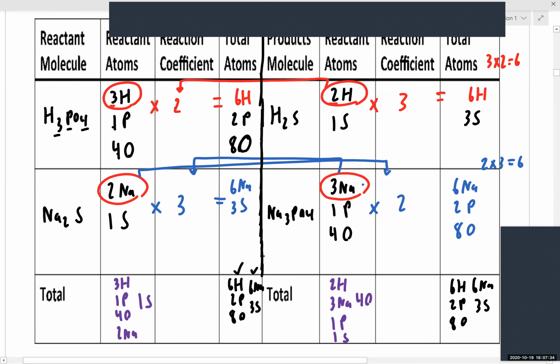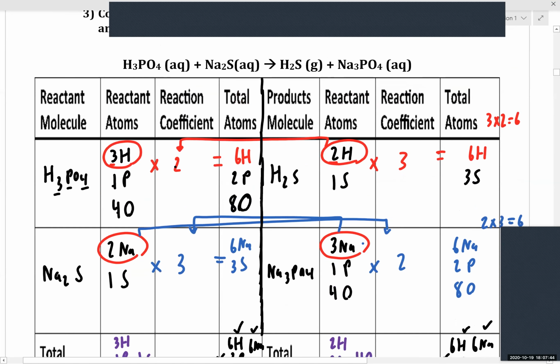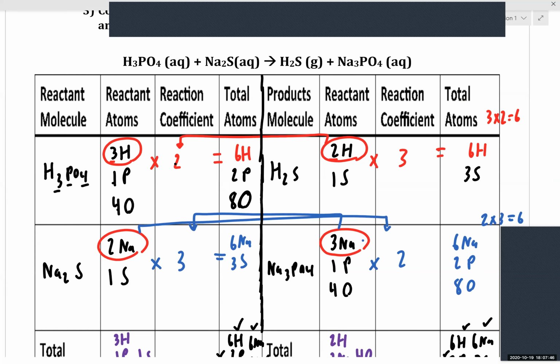So as we can see, all of our atoms of each element are balanced. And now what I'm going to do is I'm going to take my coefficients and I'm going to put them in front of my chemical equation.